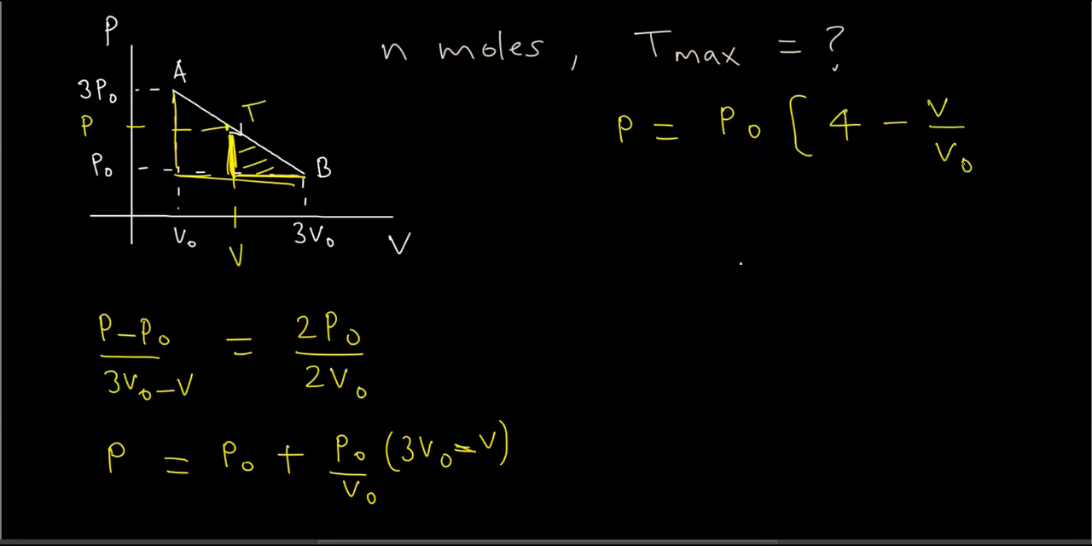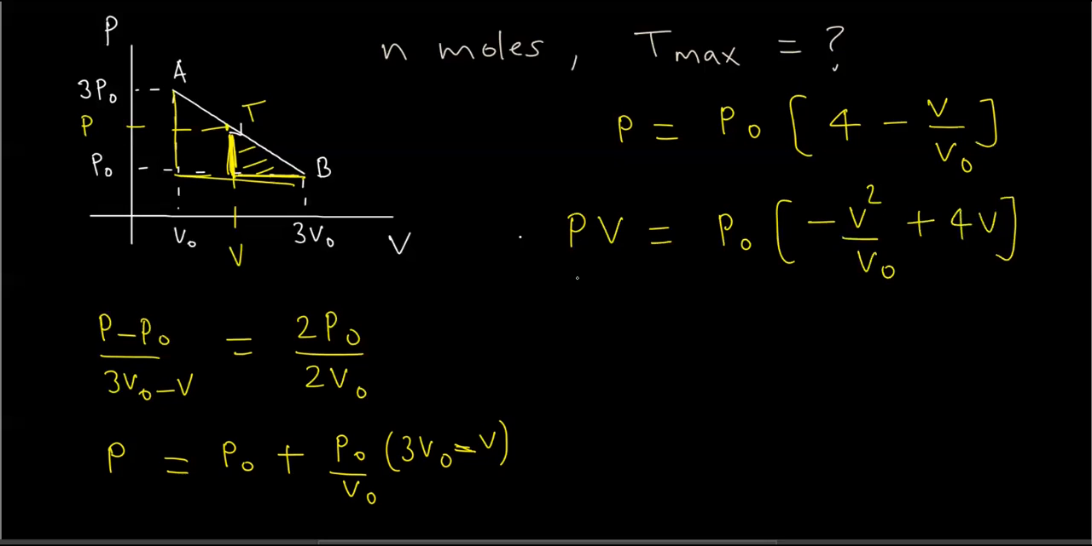Now I'll try to multiply by V. So I have PV is equal to P naught, V I'll take it inside. So this is like a quadratic expression: minus V square by V naught plus 4V. Now you know that PV can be written as nRT, right? So now temperature, I'm writing it as a function of volume, P naught by nR into this quadratic expression, which, if the coefficient of V square is negative, will have maxima, right?